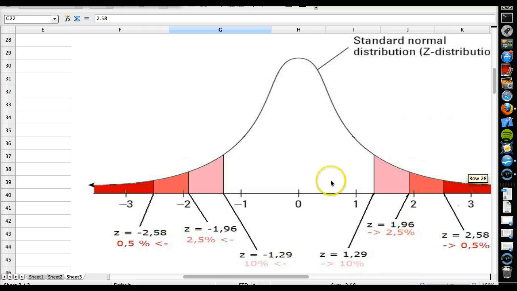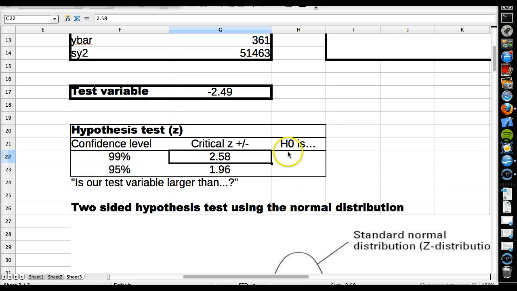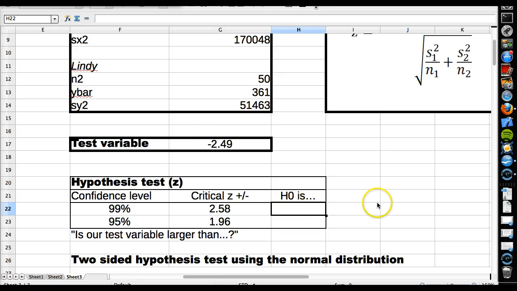If we take a quick look here at the formula, we see 2.58 is pretty far out in the tail, but then again, we are using a pretty high confidence level. And our test variable, minus 2.49, well, if we move there along the x-axis, it's somewhere around there. So it's not outside of our interval. It's too close to 0 for us to be able to say that there is a real difference. We're going to have to say that our null hypothesis is true. And the null hypothesis is that there is no difference between the sample means.